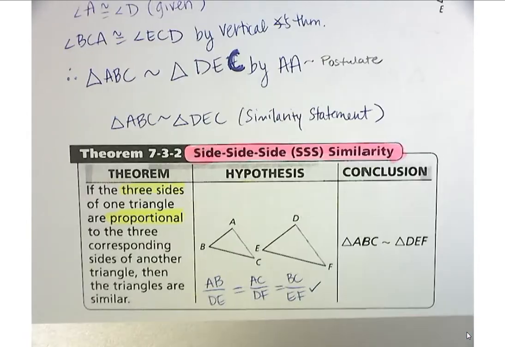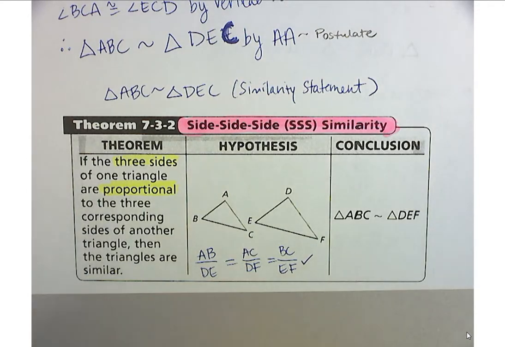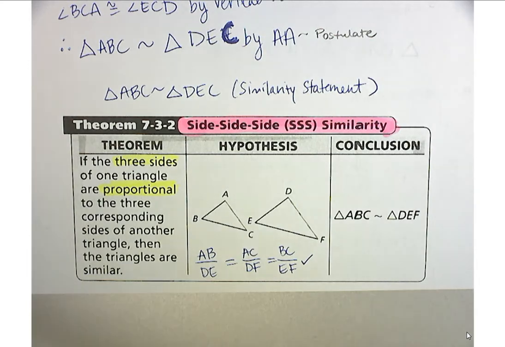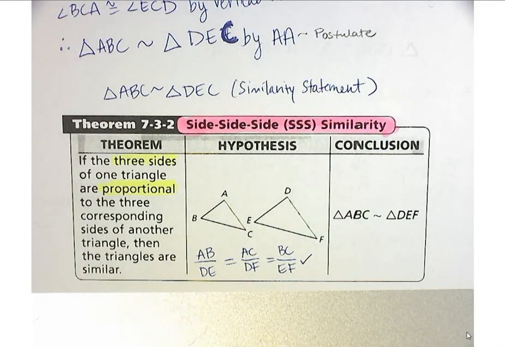All right, and then the next theorem we're going to talk about is the side-side-side similarity. So before, when we were using this to prove that triangles are congruent, all three sides were the same. They were equal. But when we're dealing with similarity, they don't have to be equal. They have to be proportional. So if three sides of one triangle are proportional to three sides of another triangle, then we know that the triangles are similar.